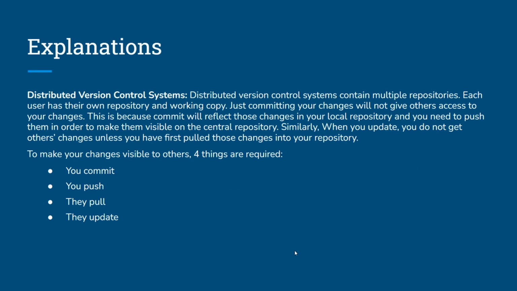Now, these two might look a bit confusing, but I will explain. They say to make changes visible to others, four things are required. You have to commit, you have to push, then they will pull, and then they will update. Now, let me explain. This is the method of the distributed version control system, the one that is currently being used. It's more popular. That is what people use these days.